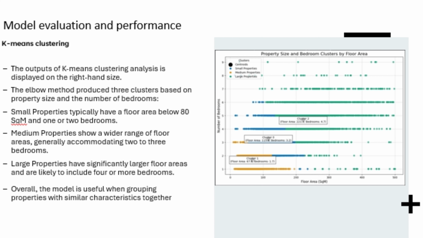Medium properties show a wider range of floor area, generally accommodating 2 or 3 bedrooms, and larger properties have significantly larger floor areas and are likely to include 4 or more bedrooms. Overall, the model is useful when grouping properties with similar characteristics together.